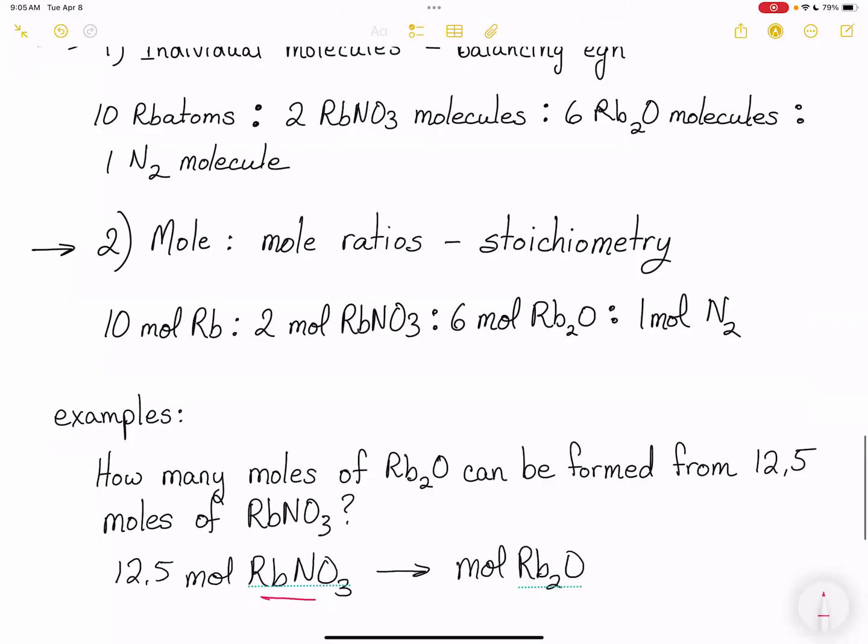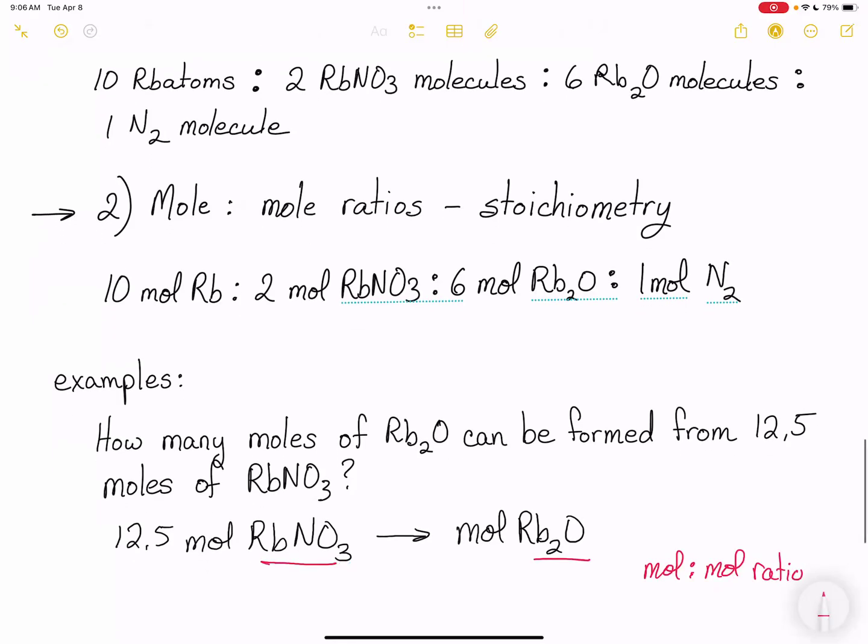The formulas are different. What have we been saying every time formulas are different? What type of conversion are we going to use? If the formulas are different, you always use a mole to mole ratio.